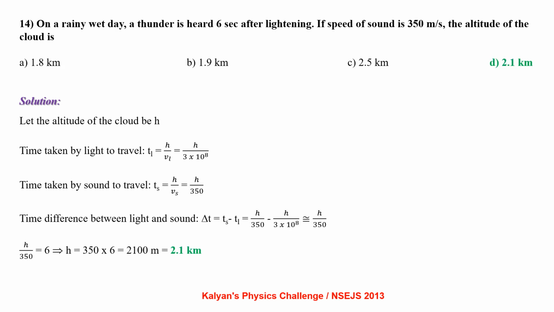On a rainy wet day, a thunder is heard 6 seconds after lightning. If speed of sound is 350 meter per second, the altitude of cloud is. Let the altitude of cloud be h. Time taken by light to travel, t light equal to h by c light, and time taken by the sound to travel, t sound equal to h by v sound. The time difference between the two events is given to be 6 seconds. Upon substituting the values, we get the height of the cloud to be 2.1 kilometer.